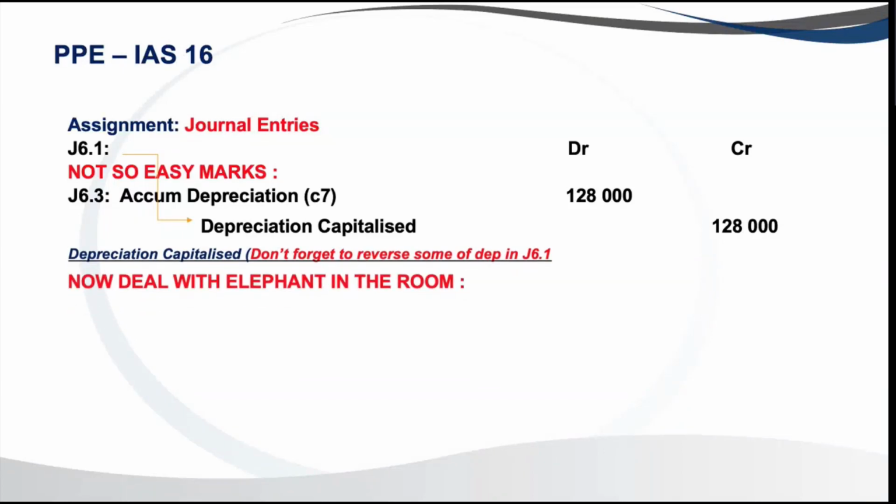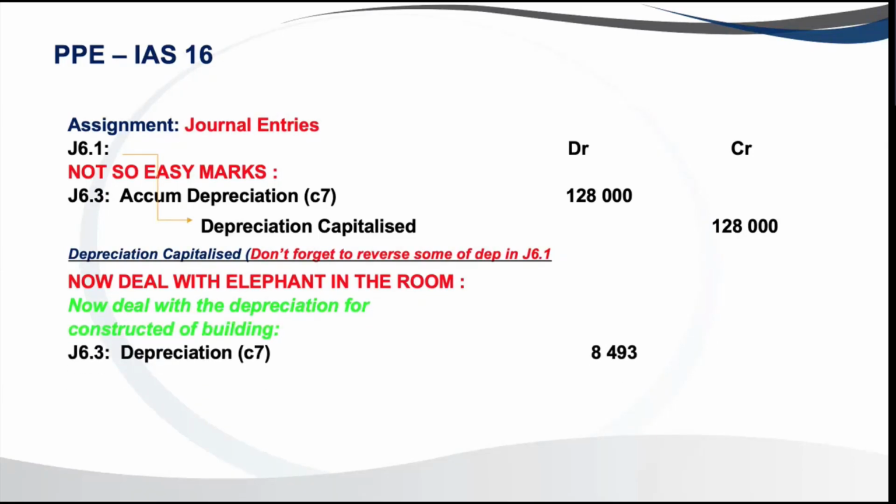Let's move there. Now you're dealing with the elephant in the room. Being there, 450 plus 150 plus 128. Now you're dealing with the depreciation for the newly constructed office building. That's C7. I think it was 728 multiplied by 2% with the 7 over 12. Debit depreciation and credit accumulated depreciation. That's my story, and I'm sticking to it.